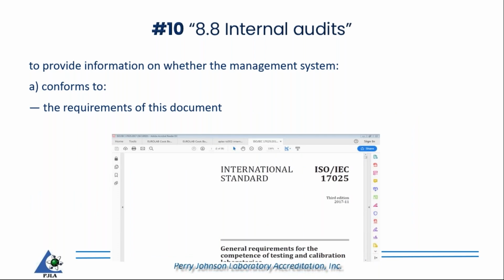It says to provide information on whether the system conforms to the requirements of this document, this document being 17025. So the internal audit should, of course, take into account all the applicable clauses of the 17025 standard.